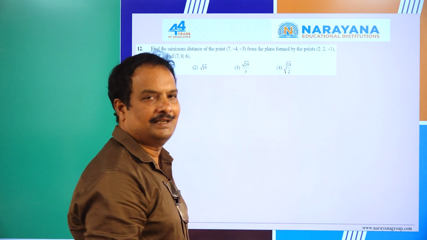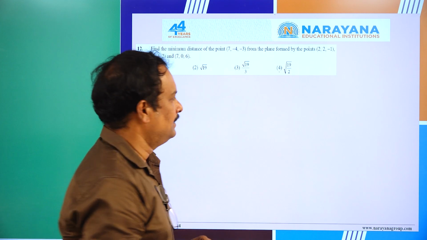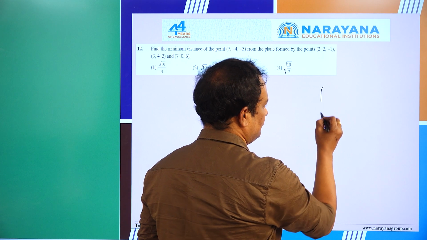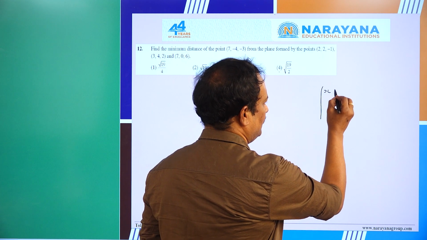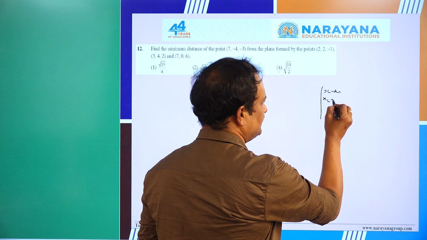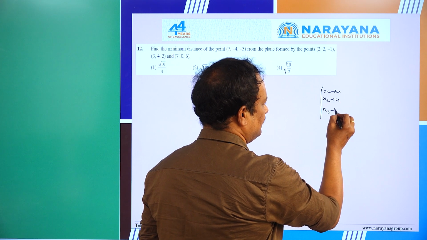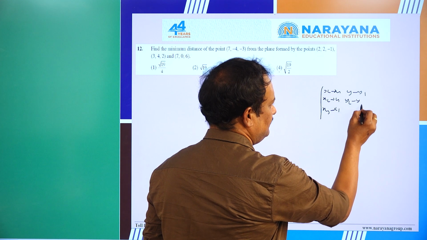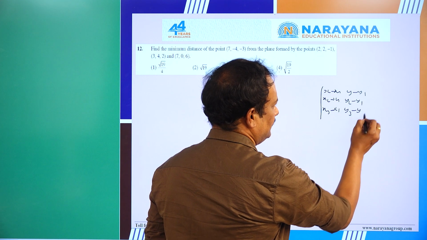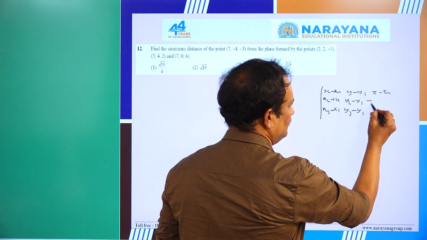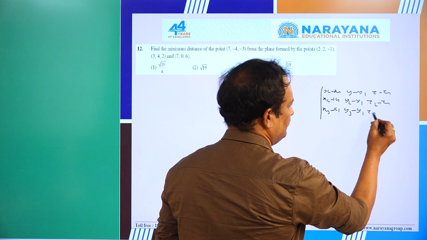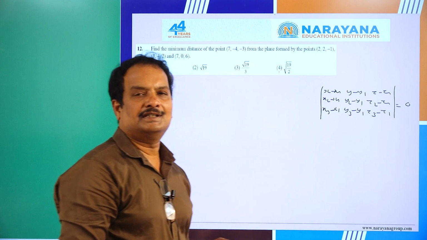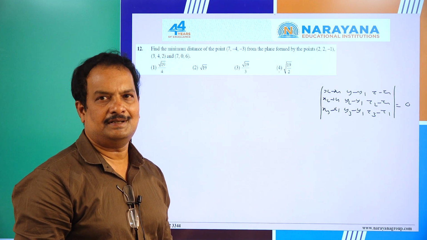So how to find out the plane equation passing through the 3 points? One method is the standard formula: x minus x1, x2 minus x1, x3 minus x1 in the first column, y minus y1, y2 minus y1, y3 minus y1, next z minus z1, z2 minus z1, z3 minus z1, and this determinant is equal to 0. So this is the plane equation. Straight away you can apply this one.